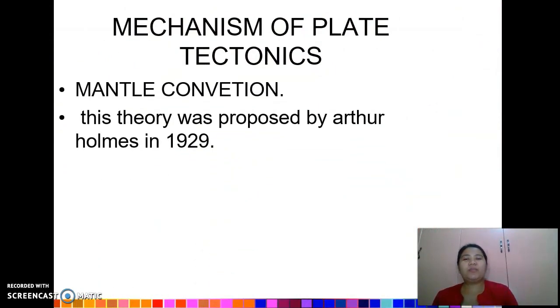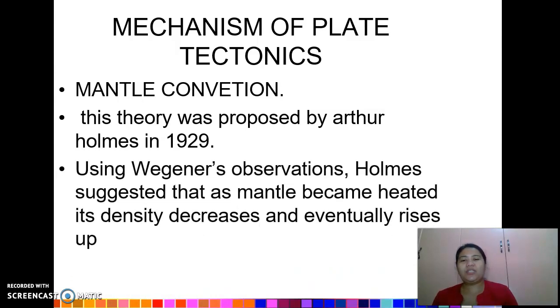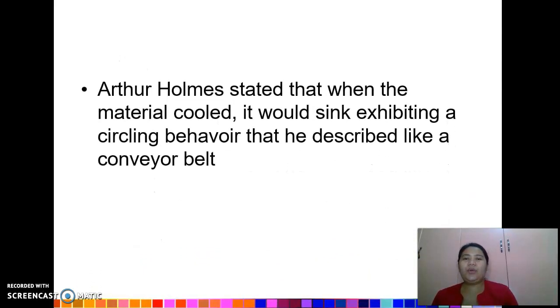This theory was proposed by Sir Arthur Holmes in 1929. Using Wegener's observations, Holmes suggested that as the mantle became heated, its density decreases or it becomes lighter and eventually rises up. That is actually the case of magma. Arthur Holmes stated that when the material cooled, it would sink, exhibiting a circling behavior that is described like a conveyor belt.